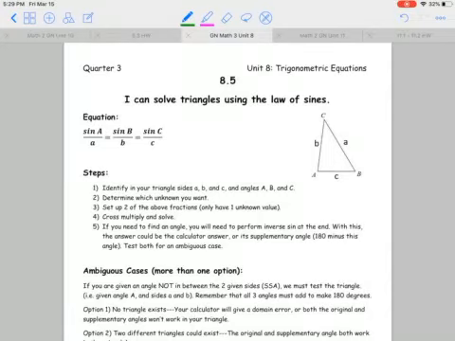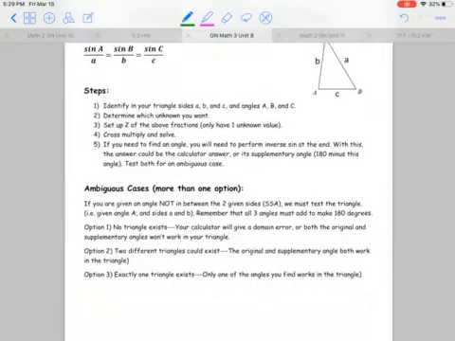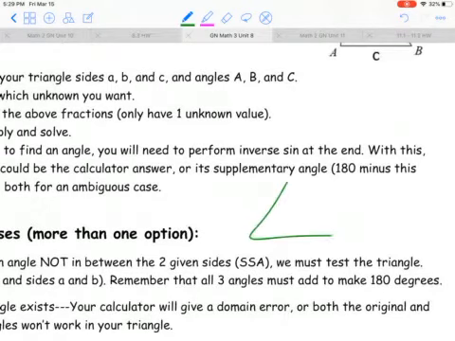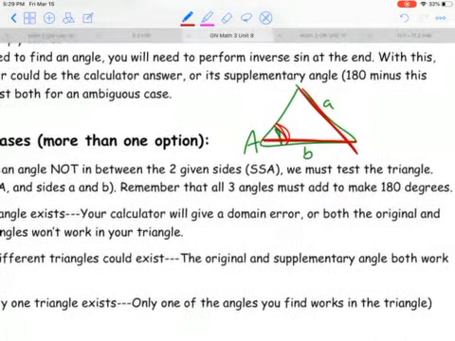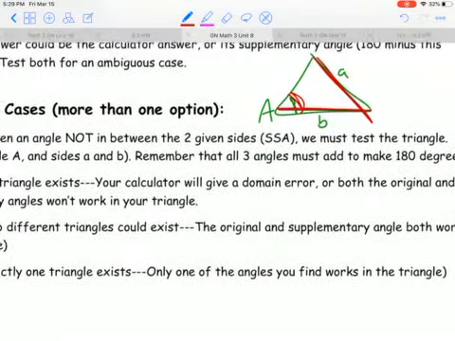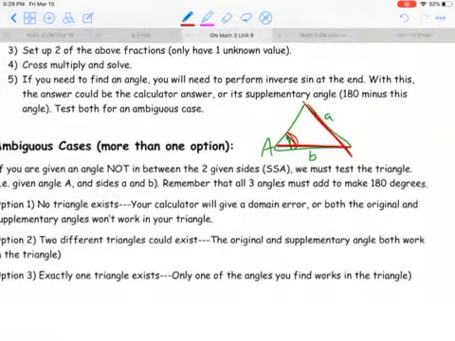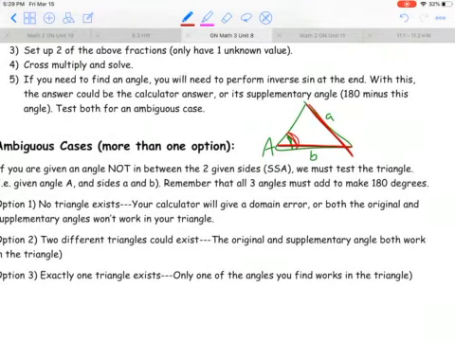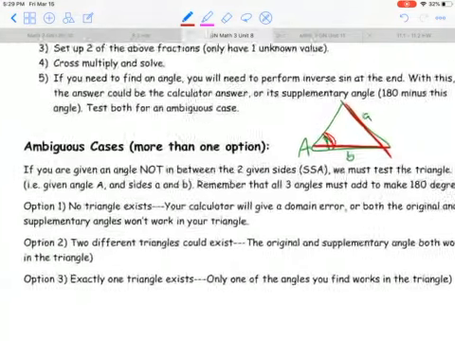So looking at the 8.5 ambiguous cases, remember this is when you have a triangle and you're given two sides and then you're given the other angle right here. So there's a side, and this angle isn't touching them, or it isn't touching one of them. So when we have that, then we have to figure out if the triangle works. So let me go through these three options.